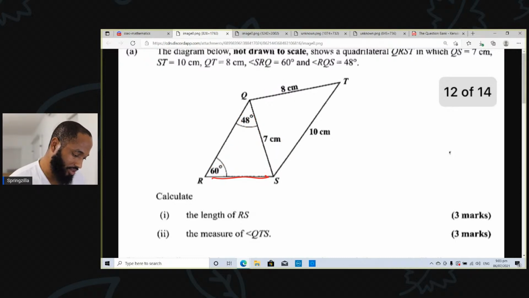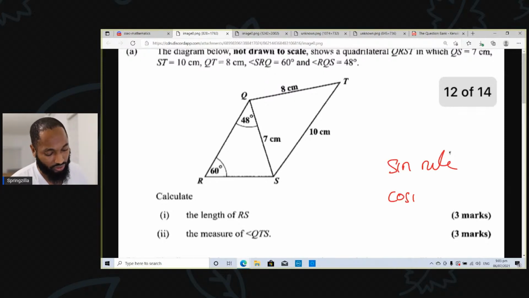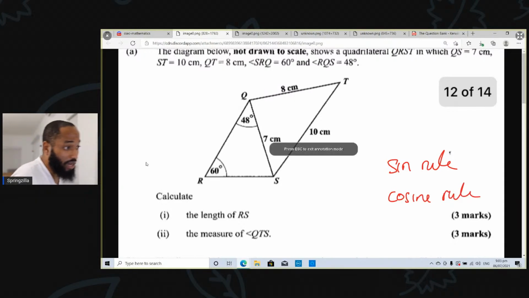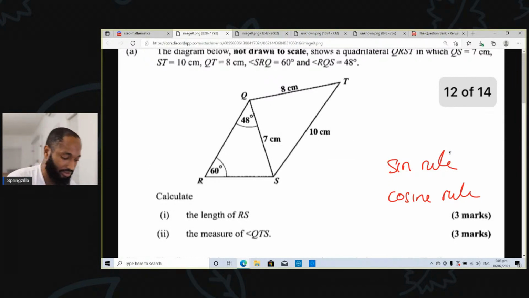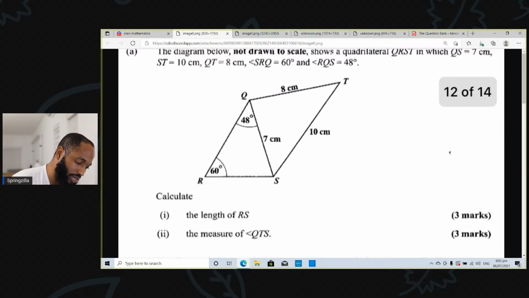So this is a question from section 2, and what they're testing you on here is 2 rules: the sine rule and the cosine rule. Most likely the cosine rule will come into play. Maybe not, but I definitely see the sine rule coming into play. And the sine rule is a kind of angle to side thing. So the sine rule would be like the sine of 48 over RS.